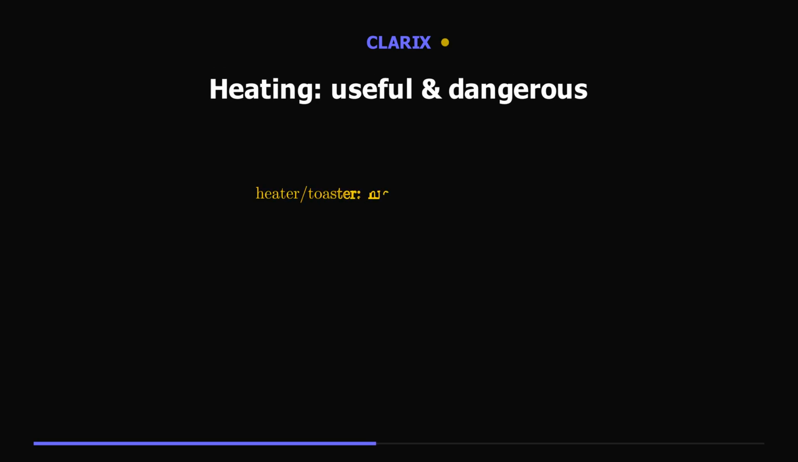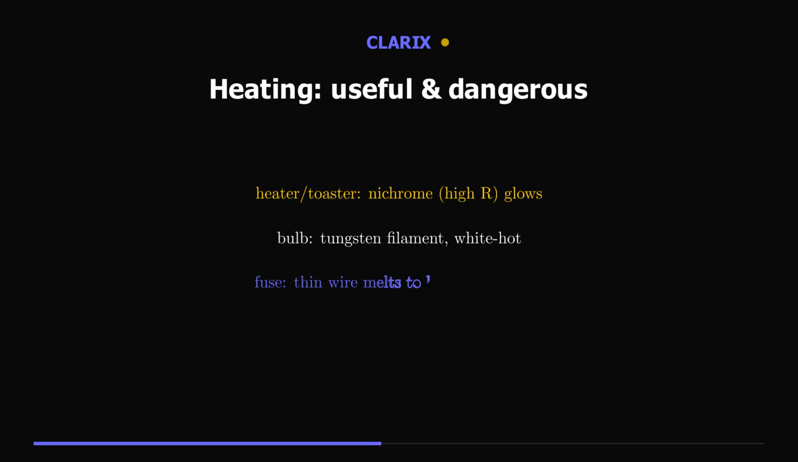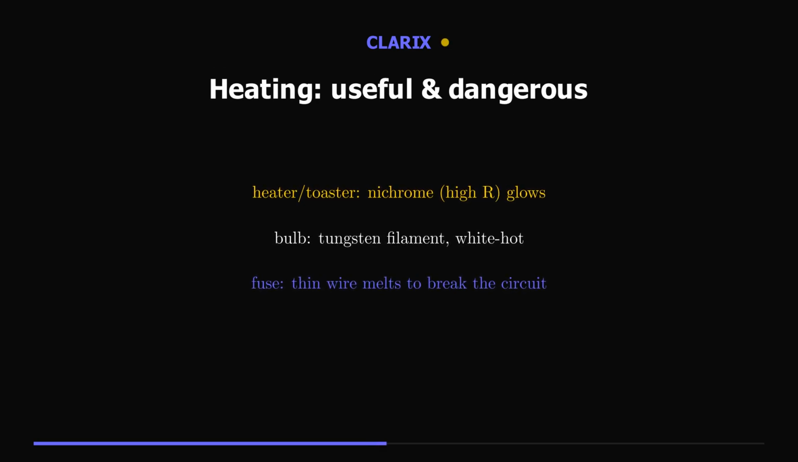This heating is sometimes the whole point, sometimes a danger. We want it in a heater or toaster. The element is nichrome, high resistance, so it glows hot. A bulb's filament is tungsten, which gets white hot and gives light. But we guard against it with a fuse, a thin wire that melts if the current gets dangerously high, breaking the circuit before anything catches fire.